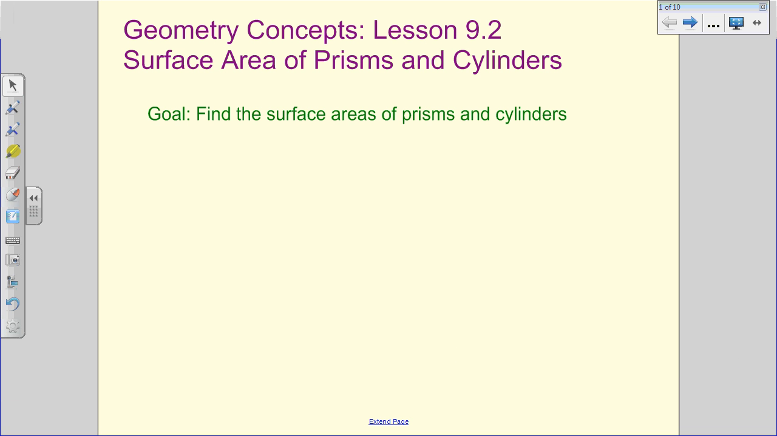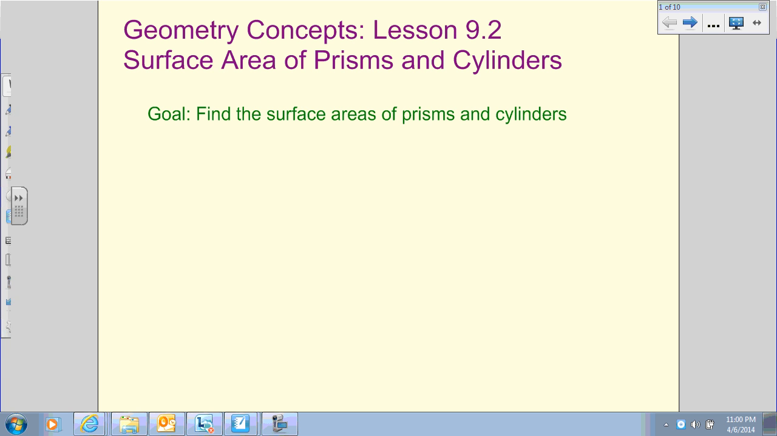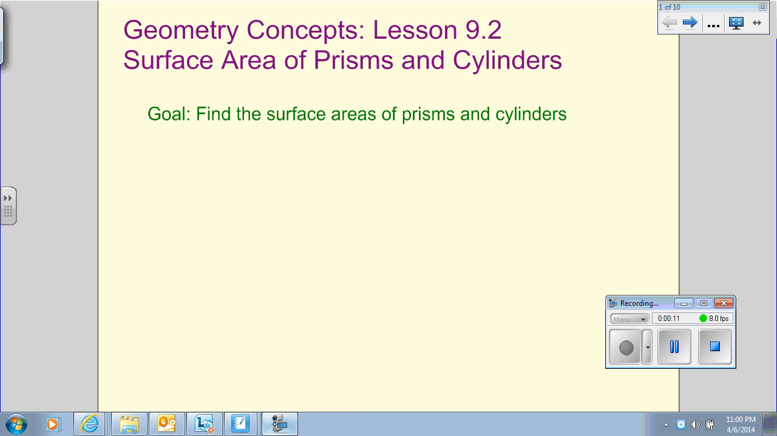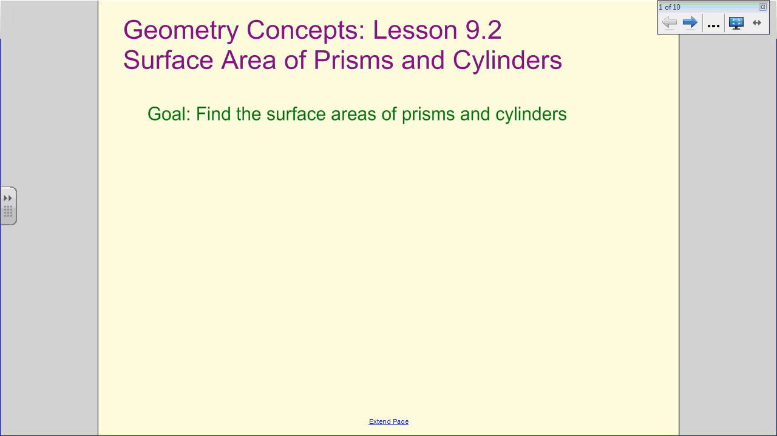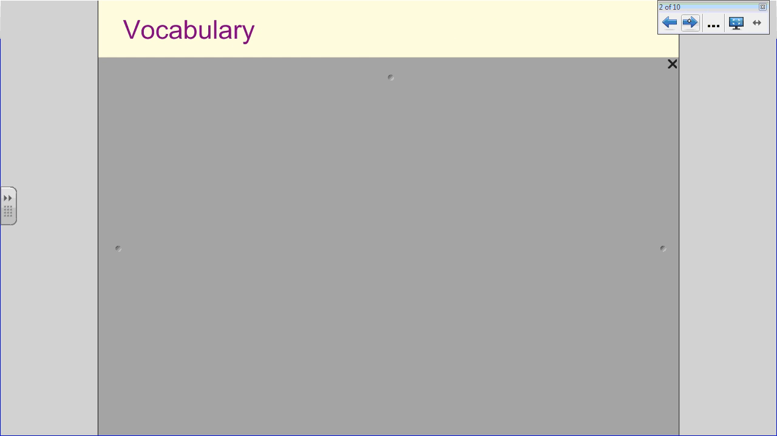Right, ladies and gentlemen, we're going to take a look at surface area of prisms and cylinders here in lesson 9.2. So we're going to look at finding surface area. We need to define what surface area is and then take a look at how we can calculate that.